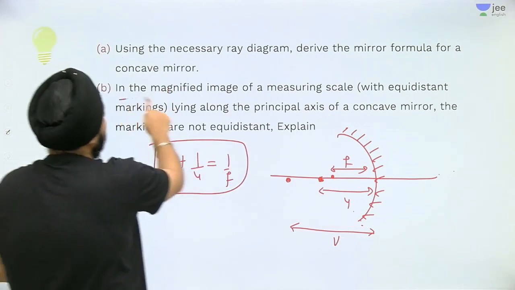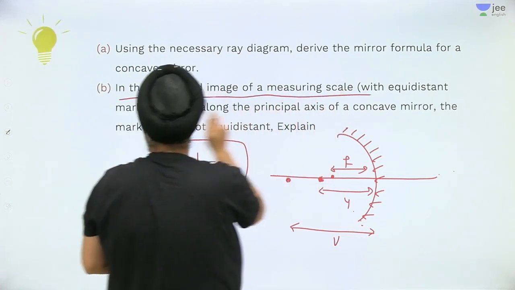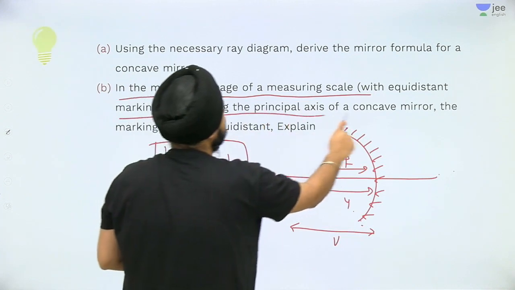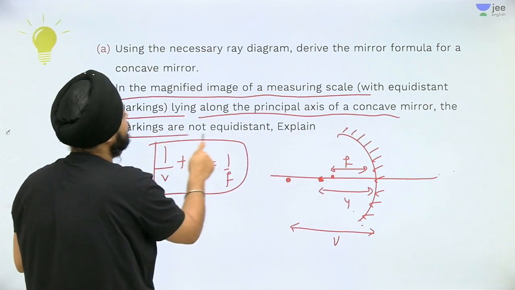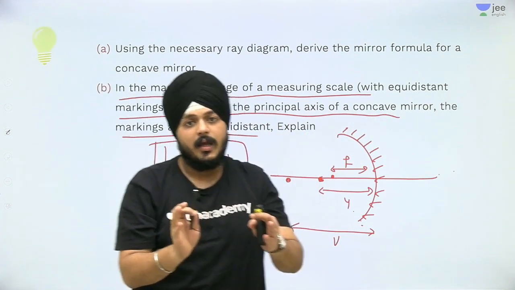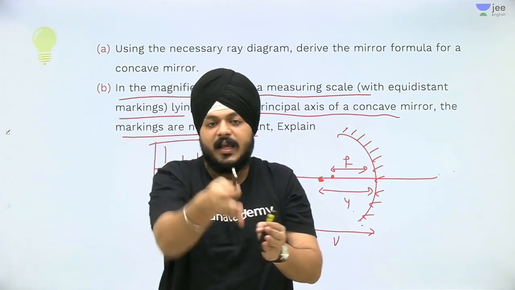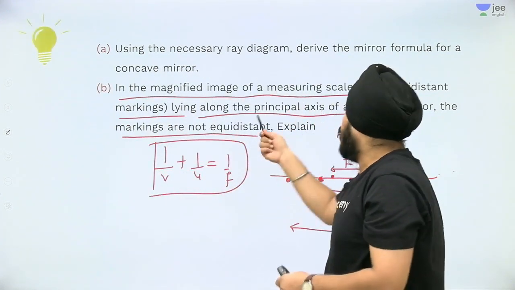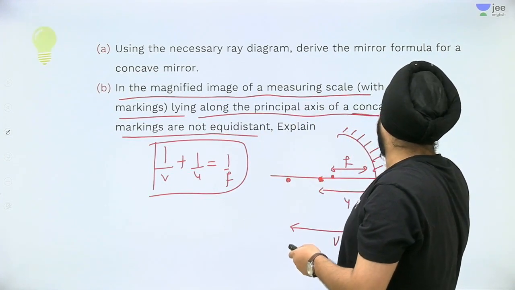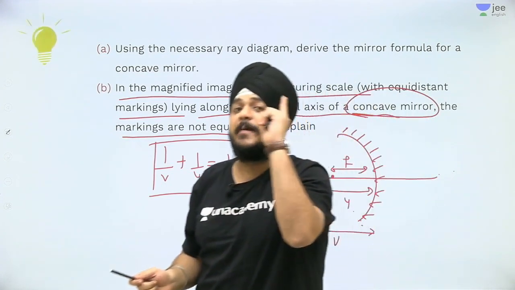See, in the magnified image of a measuring scale marking lying along the principal axis, the concave mirror markings are not at equidistance. Initially, if I am talking about the reality, the markings are done at equidistance, but if I am talking about the concave mirror, it is a converging mirror.